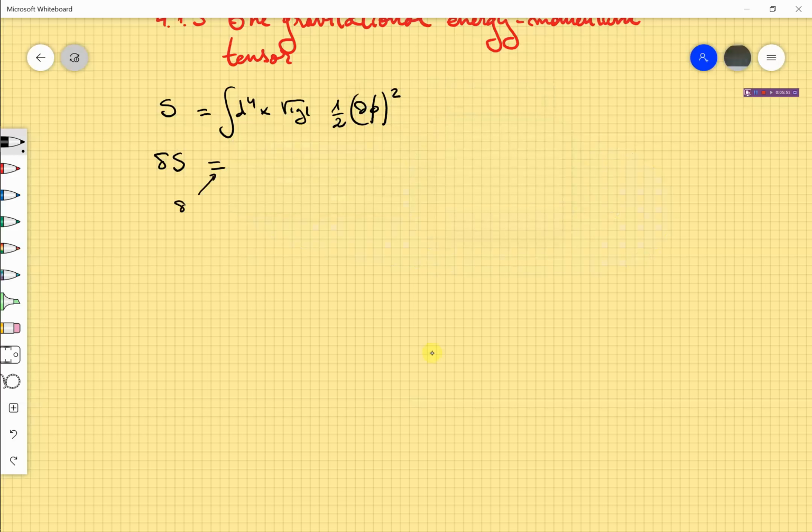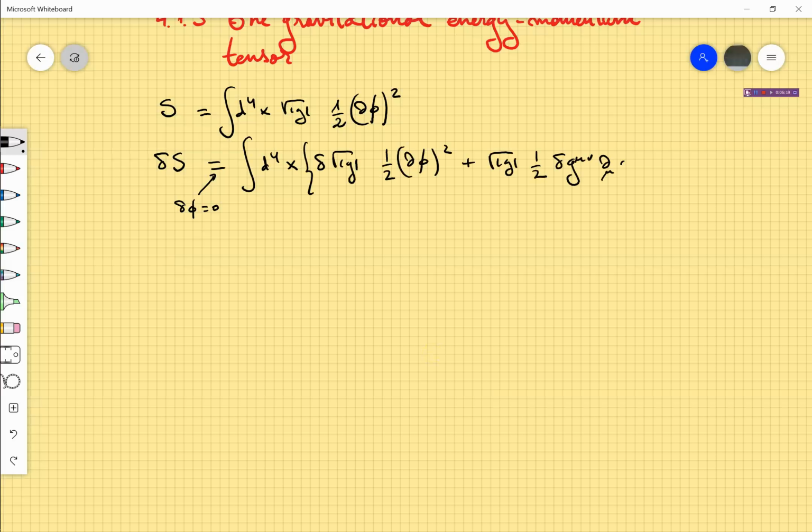So under this condition that delta phi is 0, I have the following. I have d^4x, I have to vary the square root of g, and then I have this term, d phi squared, and then I have the square root of g, this 1/2, and the variation of the inverse metric, which is hidden inside of this d phi squared, d mu phi, d nu phi.